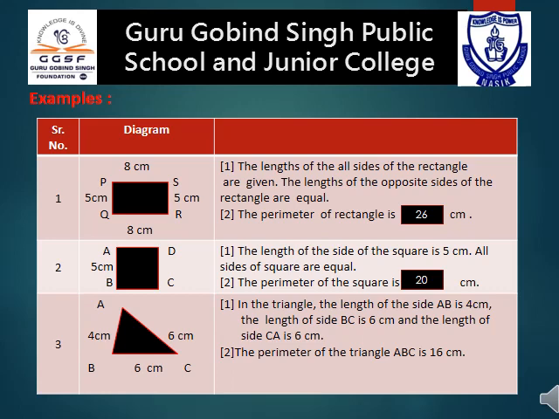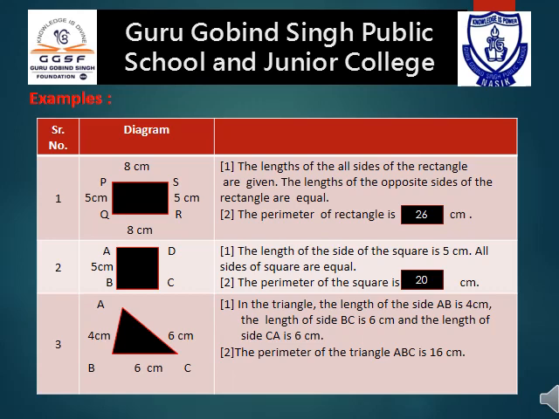Here I have given some examples. In the first, you can see that it is the diagram of a rectangle. The lengths of all sides of the rectangle are given. The lengths of the opposite sides of the rectangle are equal. So when we add all these sides, means 5 cm plus 8 cm plus 5 cm plus 8 cm, we get the perimeter of that rectangle, which is 26 cm.